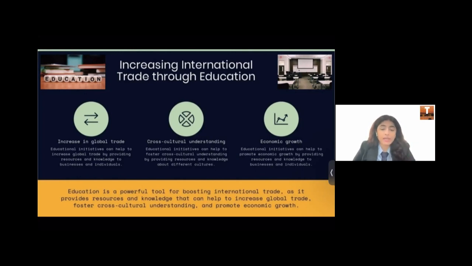Language proficiency, as said earlier, is very important because the way you communicate with the other person is very effective. By communicating with partners from diverse linguistic backgrounds, you can break down those language barriers, and you can also facilitate smoother business transactions.